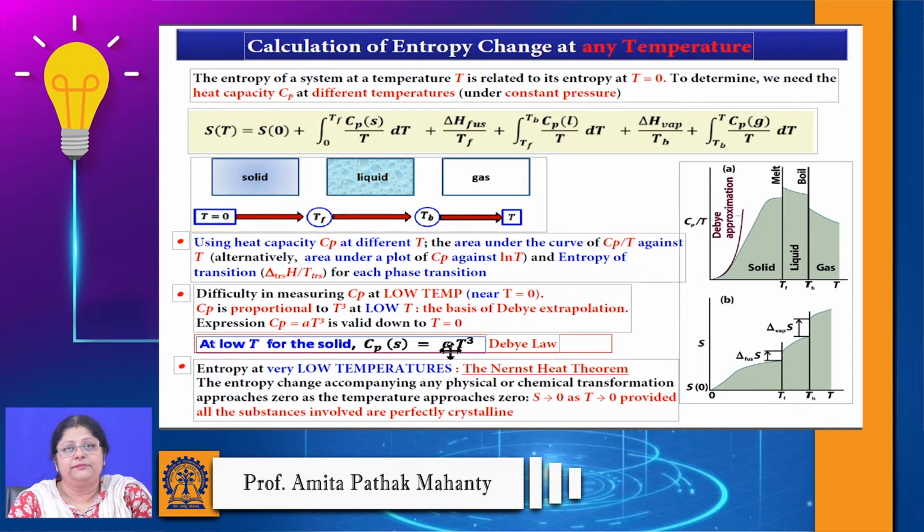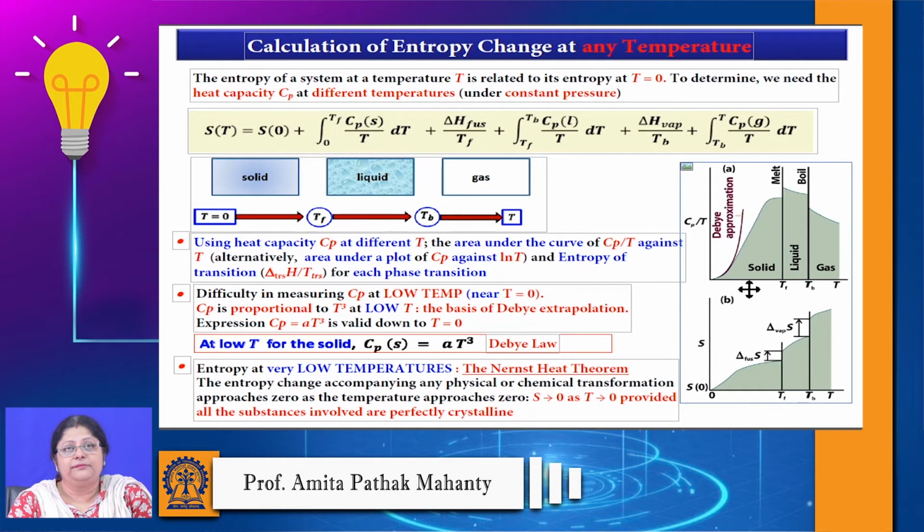So what we have taken to compute the entire entropy change from zero to a temperature of interest, we have seen that we have to find the area under the curve, plus add the entropy change associated with each of the transitions, and then the total entropy can be computed. But the problem is, if you want to find the value of Cp at very low temperatures, it is very difficult to calculate.